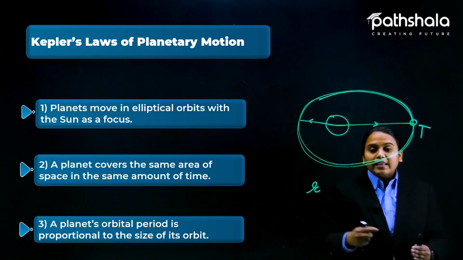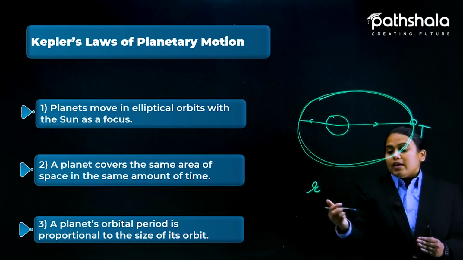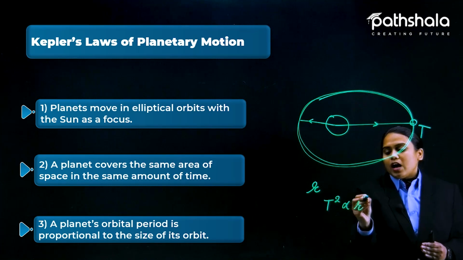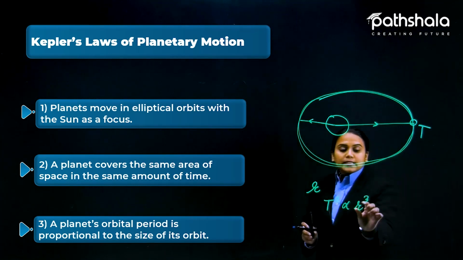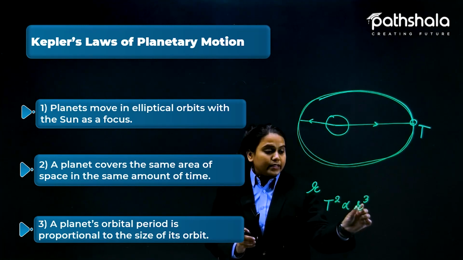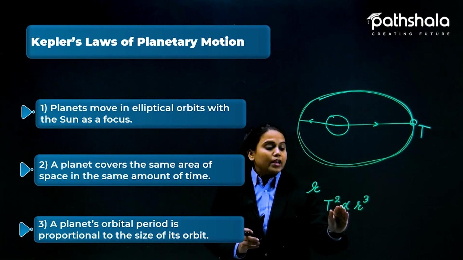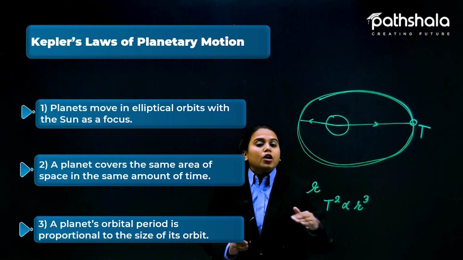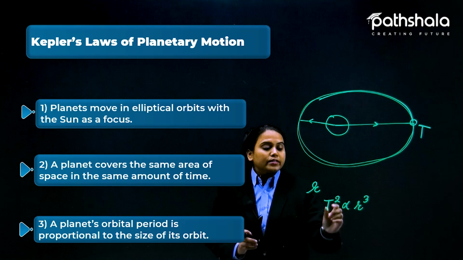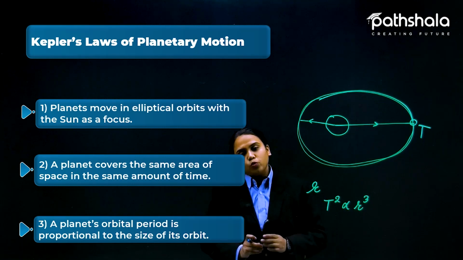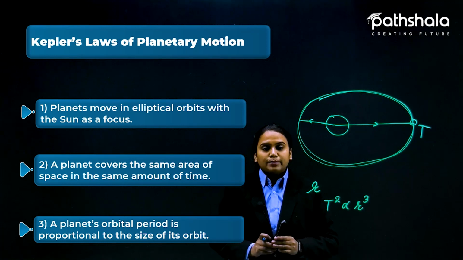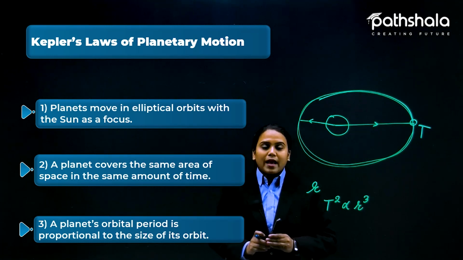And that gives the postulate that T square is directly proportional to R cube. That is, the distance of the planet from the sun, when we take its cube, is directly proportional to the time square. The time, the square part of it, is directly proportional to R cube. So this is the third postulate given by Kepler's laws of planetary motion.